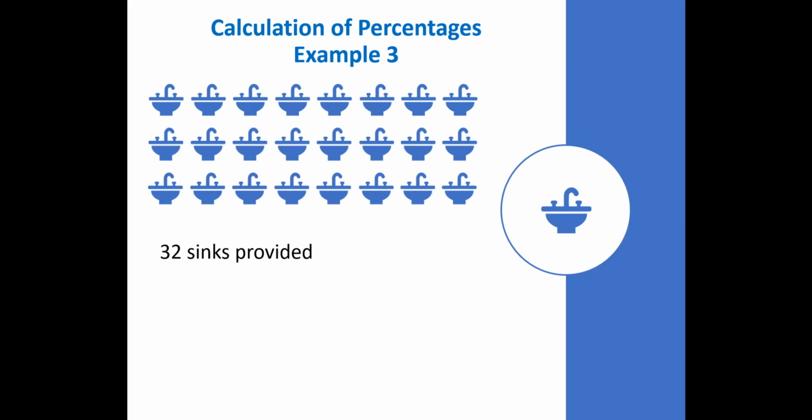In example number 3, we have 32 sinks that are provided. And again, we are determining the number of sinks required to be accessible. 32 sinks times 5% that are required to be accessible equals 1.6 accessible sinks required. So again, we use the next greater whole number. So in this case, it is 2. 2 sinks are required to be accessible.